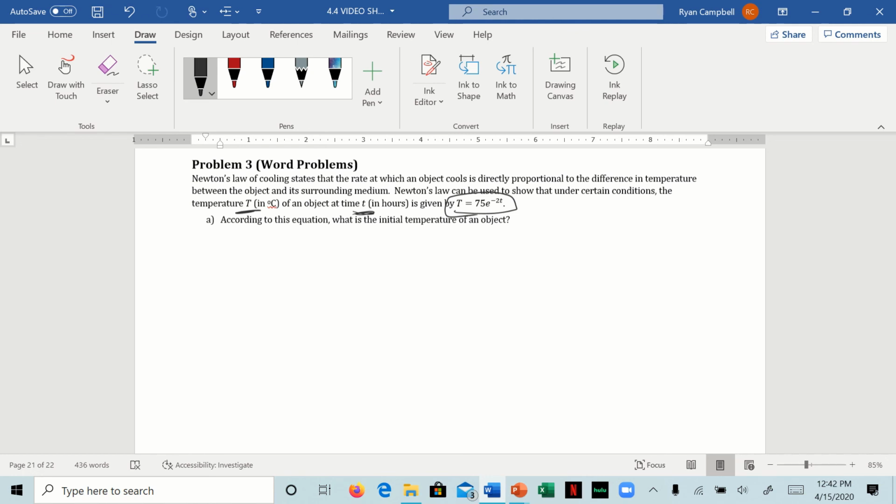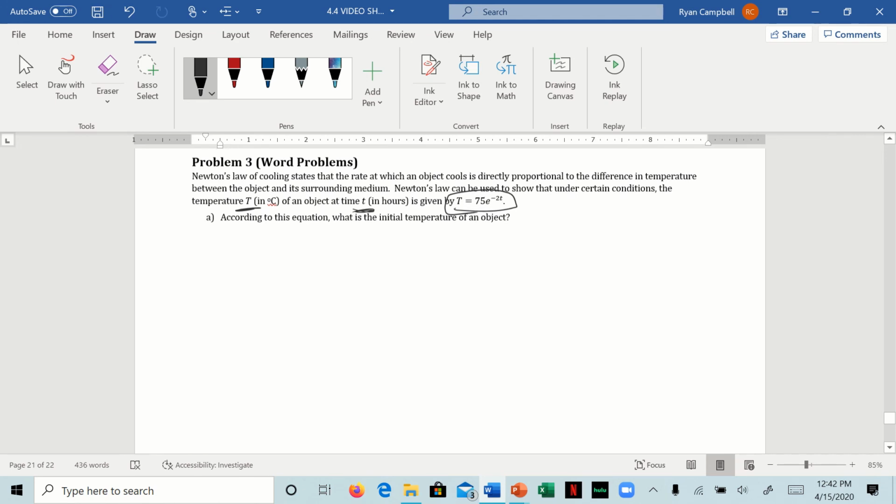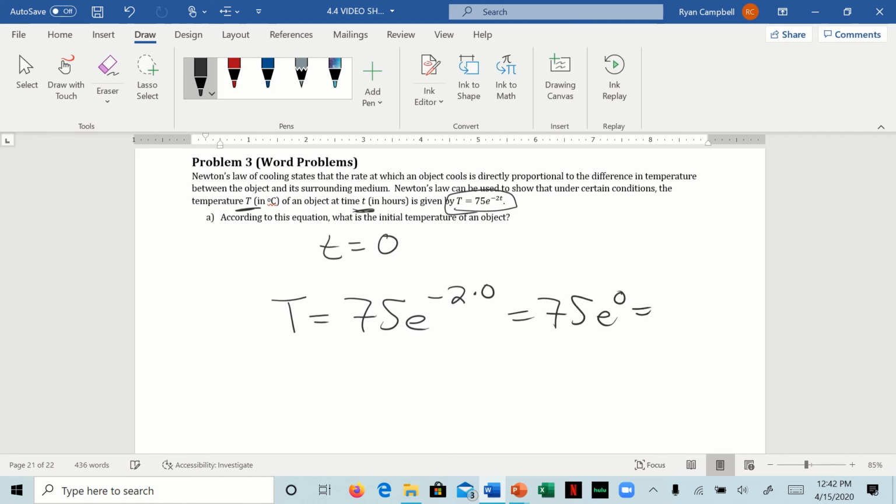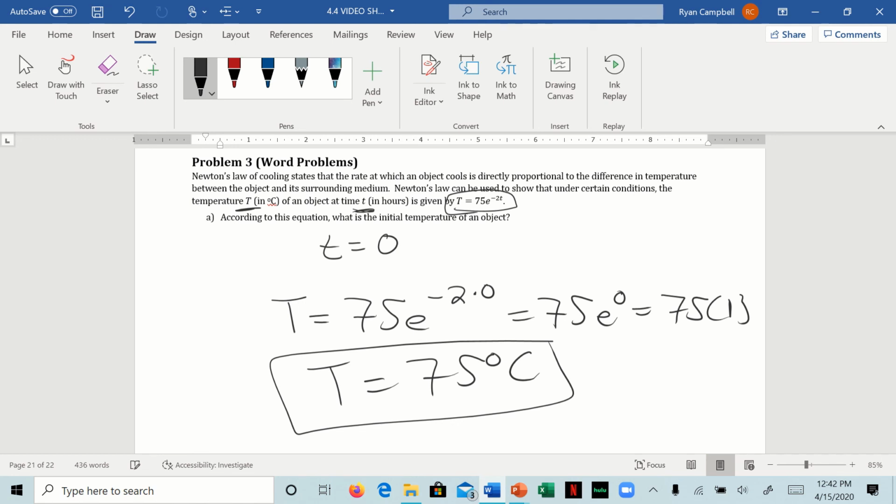So the initial temperature is going to be, little t is going to be time for what? How many hours has passed at the initial? Hopefully you see it's 0, right? So we can just plug that in, 75e to the negative 2 times 0, which is just 75e to the 0, which is 75 times 1. So the temperature is 75 degrees Celsius. The other way you could have done that without having to do any of that math is just noticing, oh, this is our same formula of A equals Pe to the rt, right? And P is the initial. So 75 is going to be your initial.